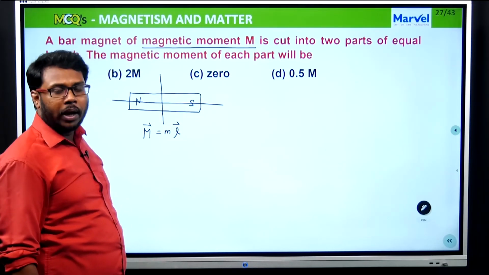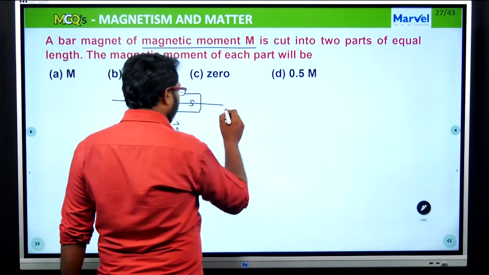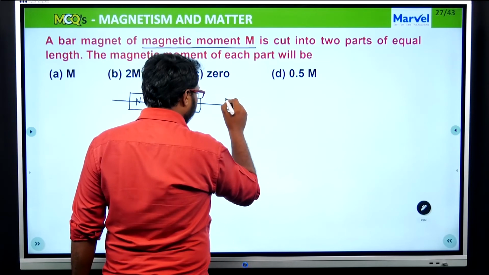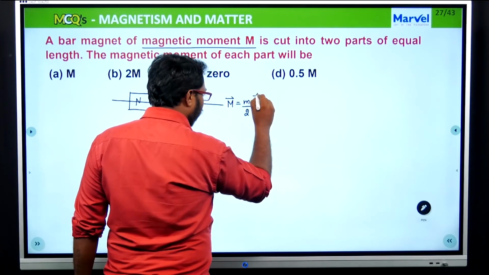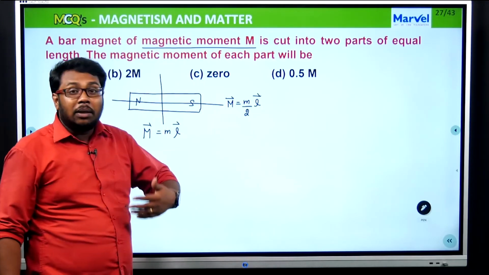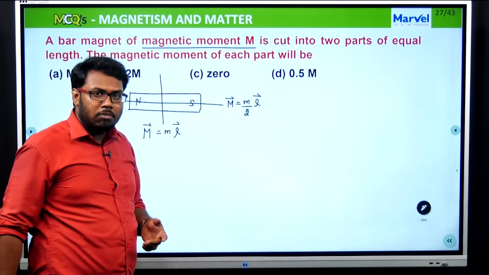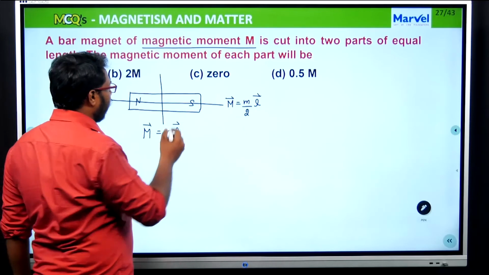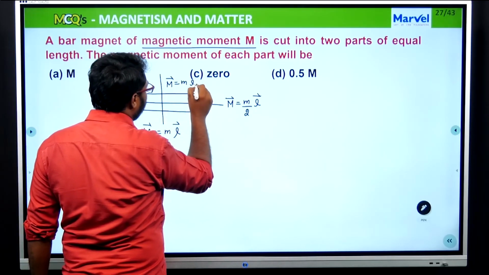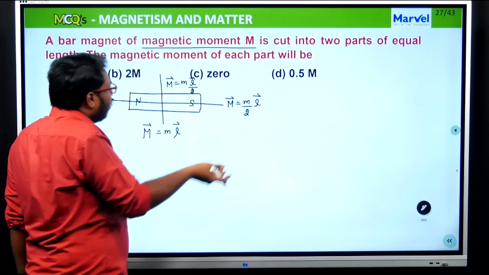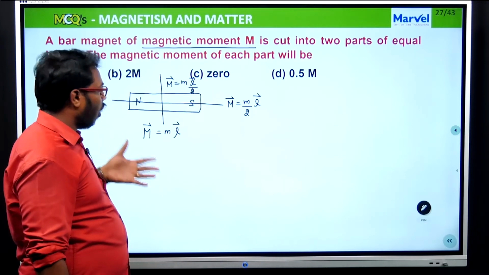Either way, you will be getting the same one. Reason: when you cut it along its own axis, the magnetic moment is equal to m/2 into L bar. You see, the pole strength becomes half when you cut it horizontally. But when you cut it vertically, what happens? M bar is equal to M into L bar by 2. Your length becomes half. Anyway, your magnetic moment is going to be halved.